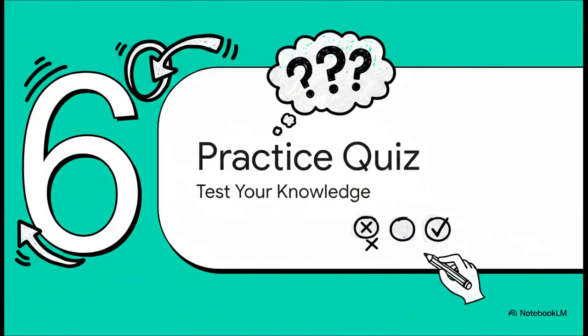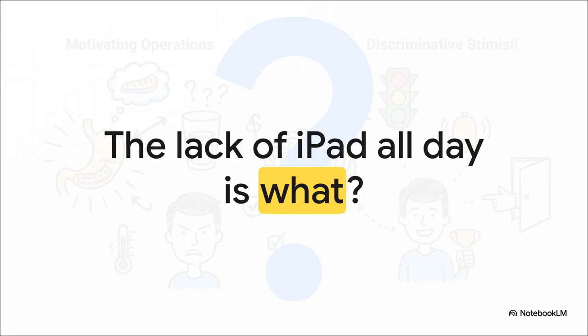And now, section 6, our interactive practice quiz. Okay, we've covered a ton of ground, so let's make this interactive and see if you can dodge those classic exam traps. Here is question number 1. A child hasn't had the iPad all day. The lack of iPad is what? Is it A, an SD? B, an EO, C, an S delta, or D, punishment? Think about it for a second. Is this an internal desire or is it an external sign?